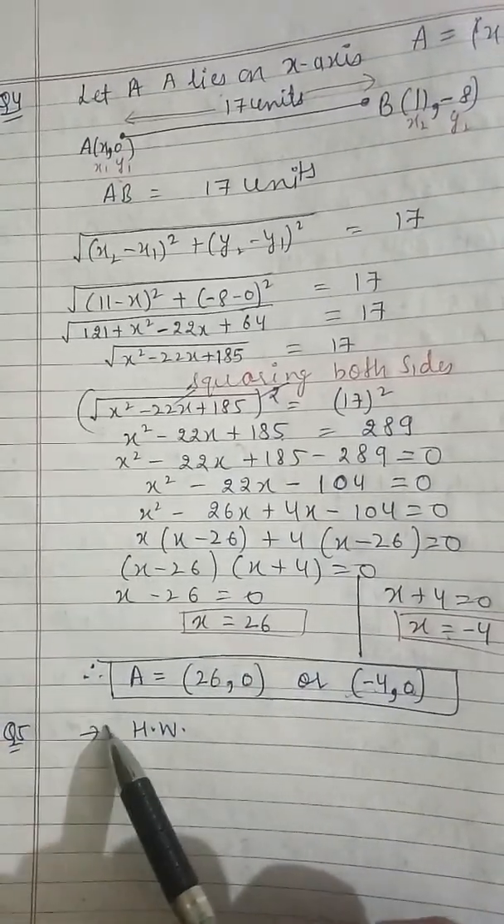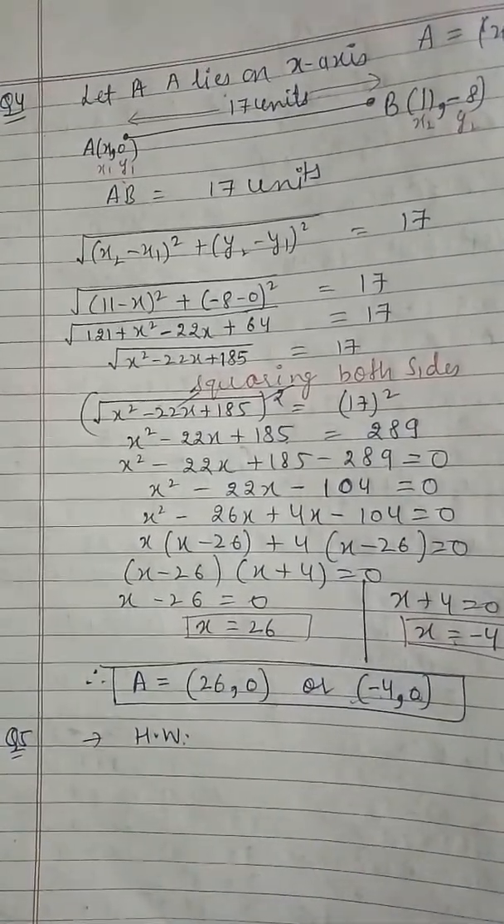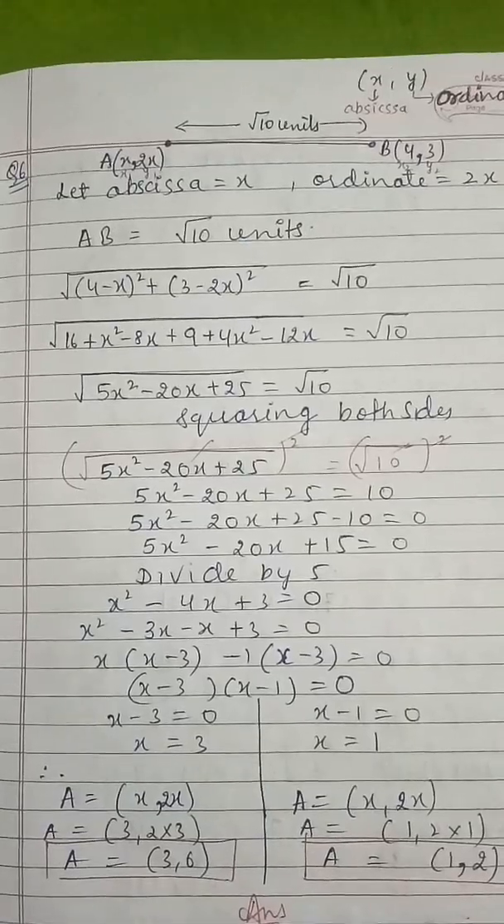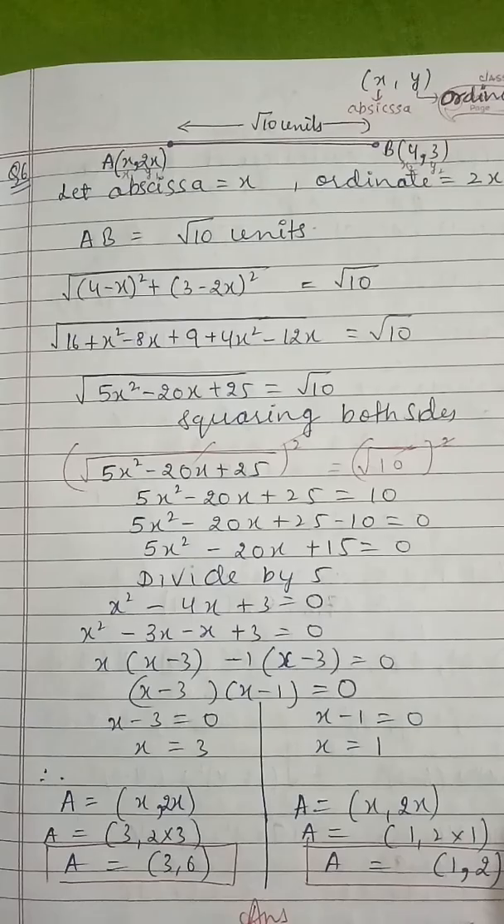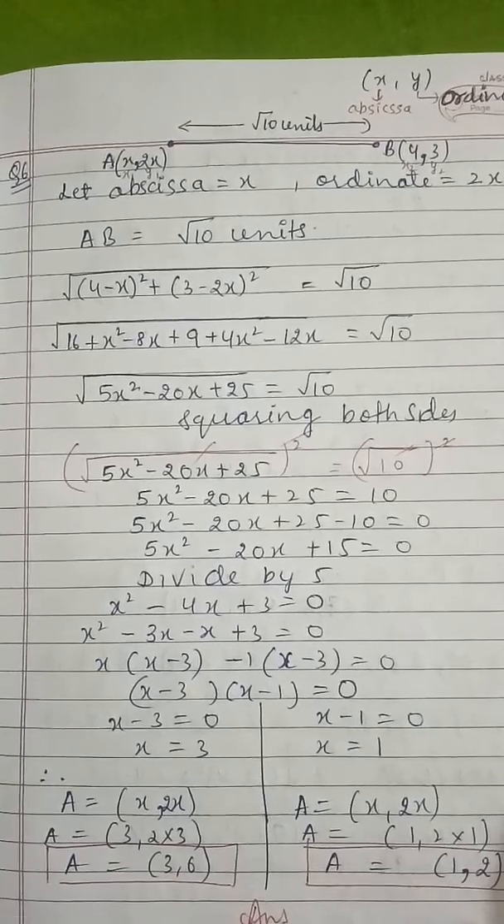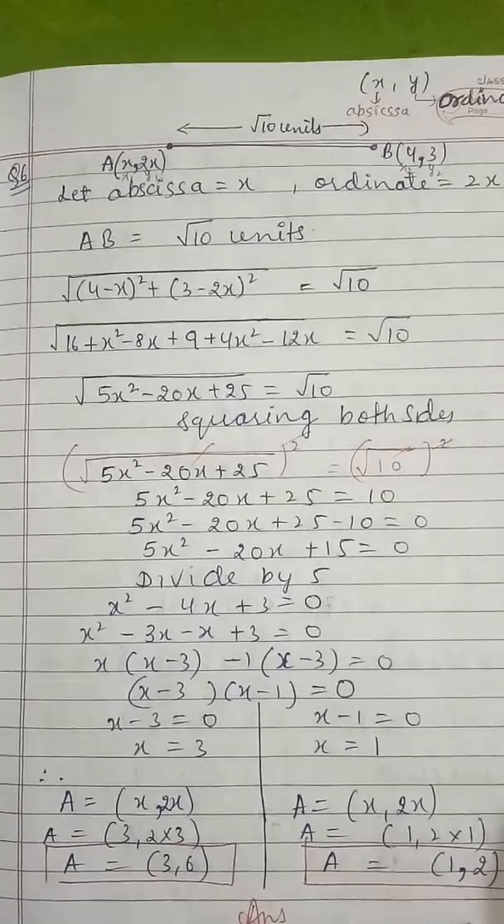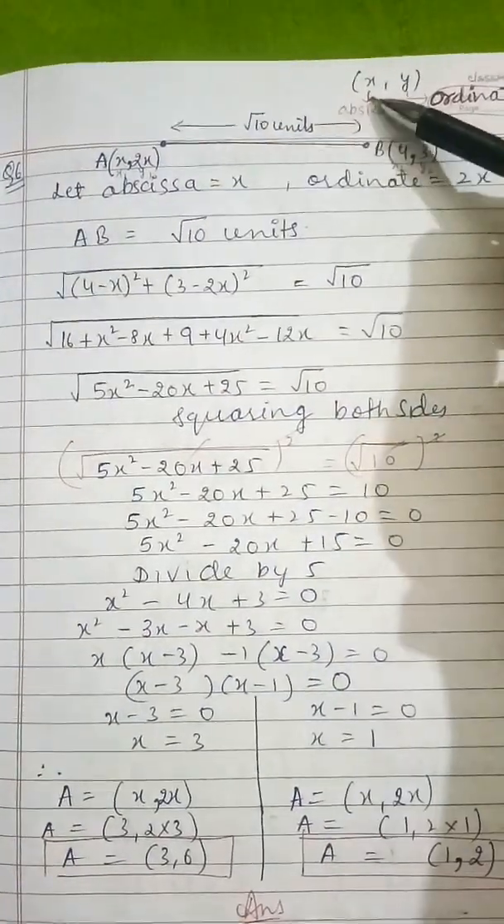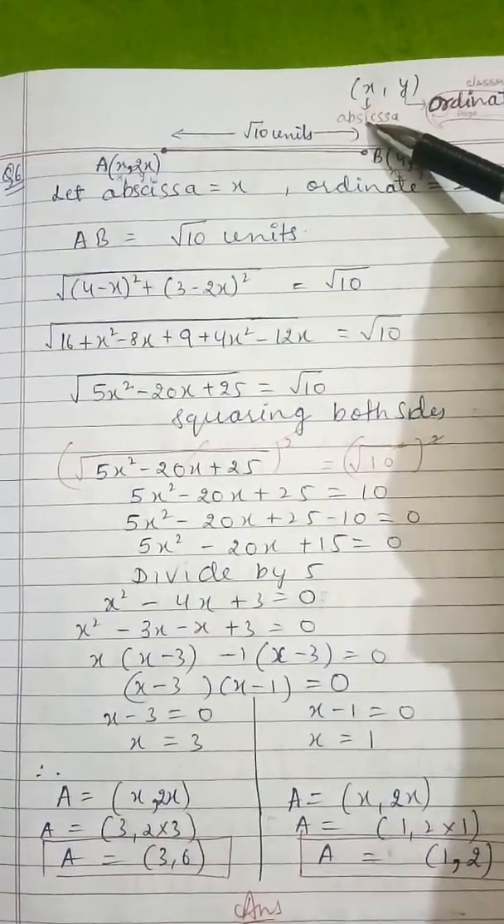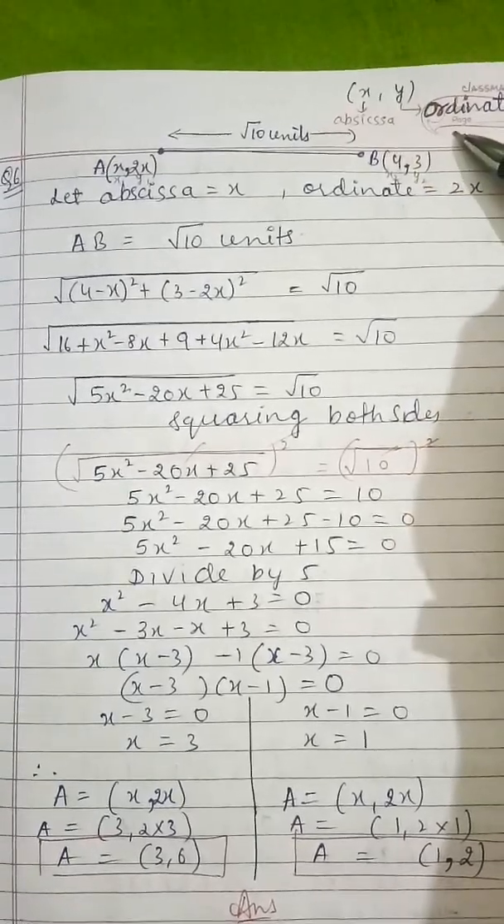Question number 5 is similar, so you can try it yourself. Come to question number 6. In the sixth question, a point A is at a distance of root 10 units from the point (4, 3). Find the coordinates of the point A if the ordinate is twice its abscissa. So x is known as abscissa, y is known as ordinate.